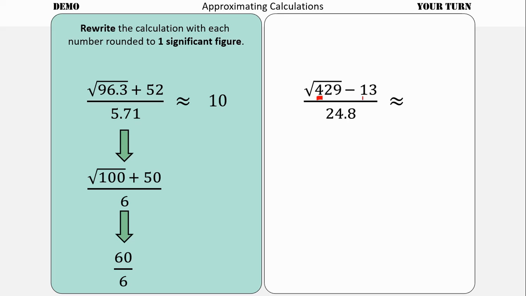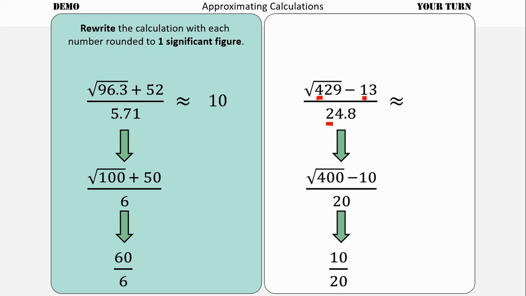Bear in mind my first significant figures are here, here and here. Nearest 100 for this one, nearest 10 for this one, nearest 10 for this one. Square root of 400 is 20. 20 take away 10 gives me the 10. 10 over 20 is approximately, well, is exactly 0.5, but we're saying our answer is approximately 0.5.